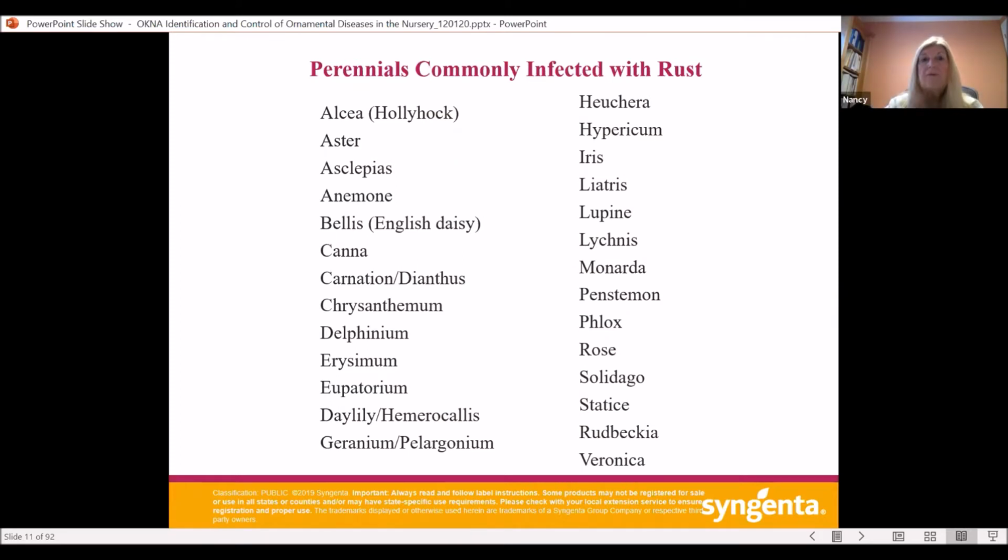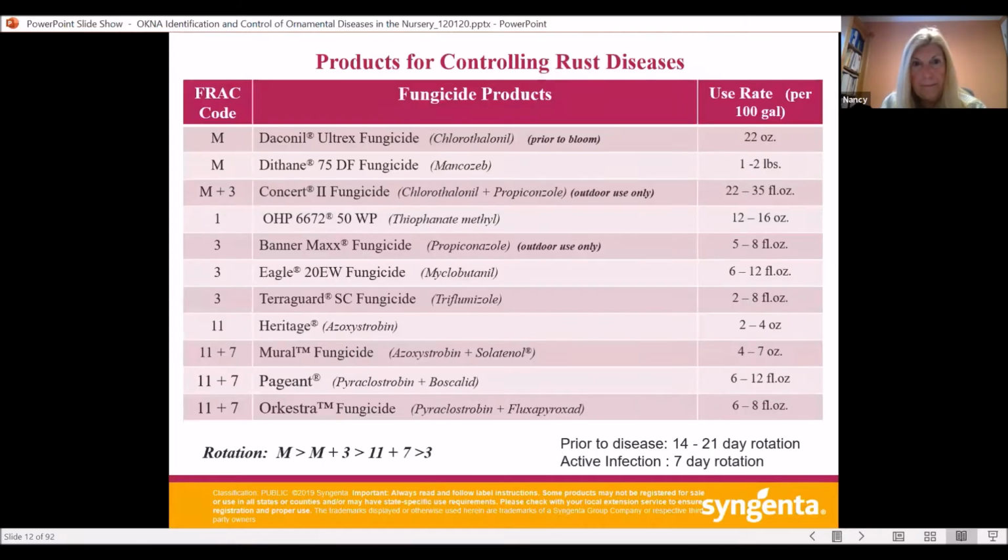Now, there are a lot of perennials that can be infected with rust. I put a list here for the woodies. Obviously, you have the quince, pines, and hawthorns that can also be affected by rust. But knowing which crops are potential problems, you can be prepared with getting a treatment on before you have an issue. Preventing diseases actually ends up being a lot more economical than trying to control them once they appear.